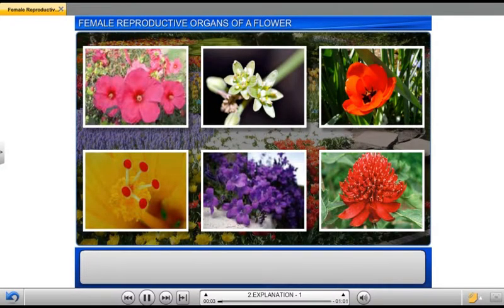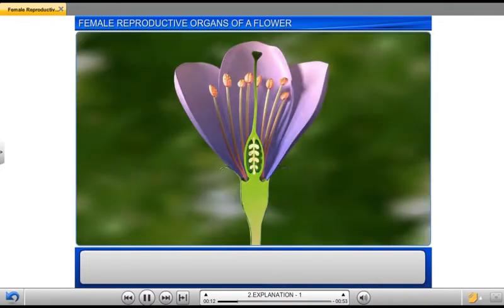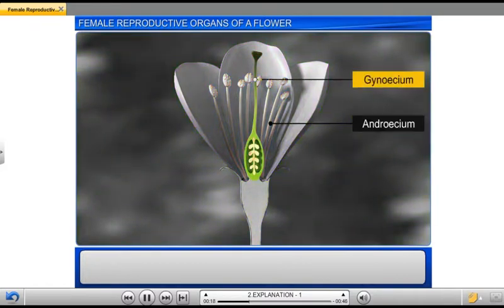Flowers are one of the most fascinating sights to behold. Incidentally, flowers also happen to be the site of sexual reproduction, as they contain the androecium and gynoecium, the male and female reproductive organs of a plant.